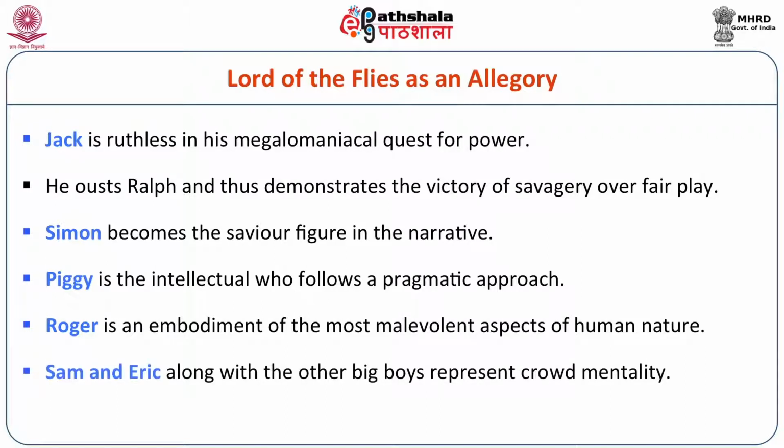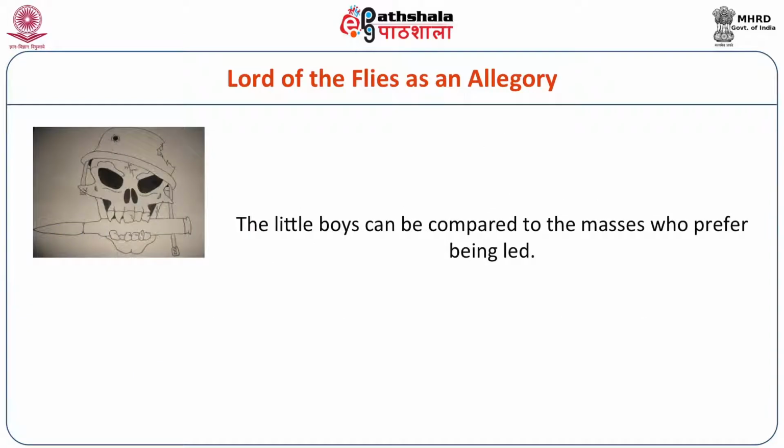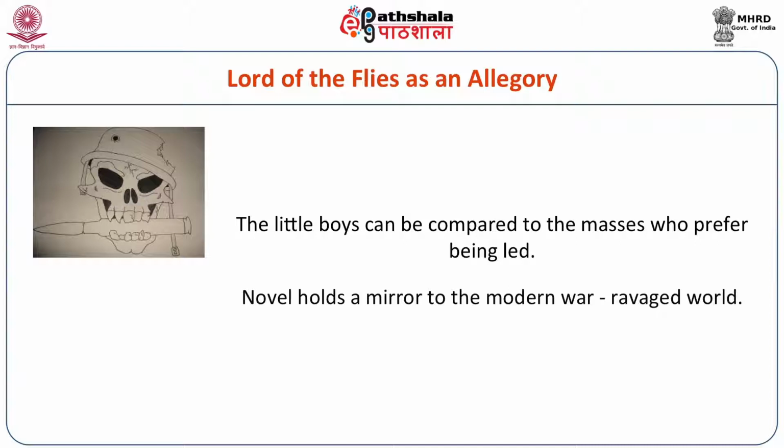Now, there are two boys, Sam and Derek, who are representative of the crowd mentality with which I suppose we all are familiar. Think of how a crowd would behave, a group of people would behave. So Sam and Derek are representatives of the crowd mentality. And there are little boys, very young children. Who are they? They are the masses who would prefer to be led rather than become leaders. In other words, what the novel does is to hold a mirror to the modern war-ravaged world. Now, this is the allegorical dimension.